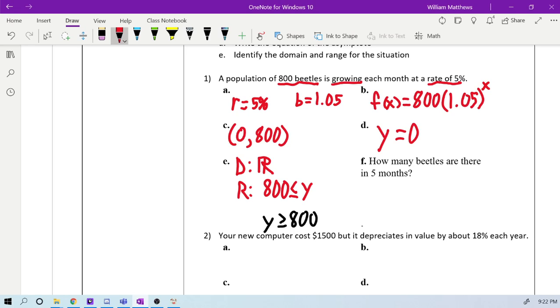Problem F is asking us how many beetles are there in 5 months. Since this is counting by each month, we only have to substitute in the value 5 for our x. If we use a calculator to quickly do this, we'll get roughly f of 5 equals, so in 5 months, 1,021. And I said roughly because we are rounding. Roughly 1,021 beetles.